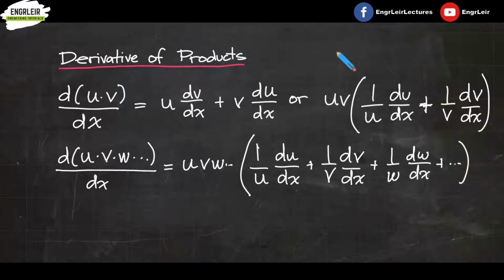Now, for the next part of this lesson, we tackle the derivative of products, or what we call the product rule in differential calculus. So, the derivative of a product, where u and v are functions of x, would be u dv over dx plus v du over dx. Or another form is the product uv times the inverse of u times the derivative of u, plus the inverse of v times the derivative of v. Actually, I prefer this form, especially when we are dealing with multiple products like this. So this is a multiple product, u, v, w, and so on. What you do is take the product times the inverse times the derivative of each factor.